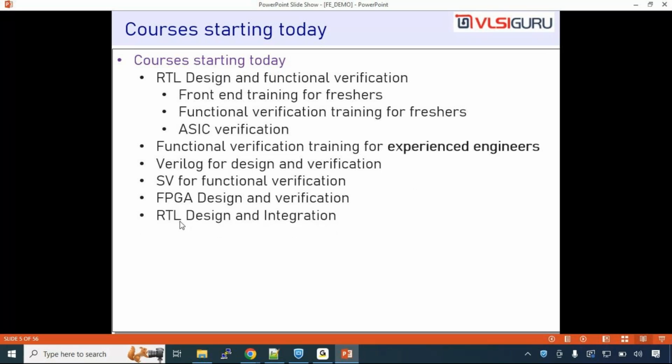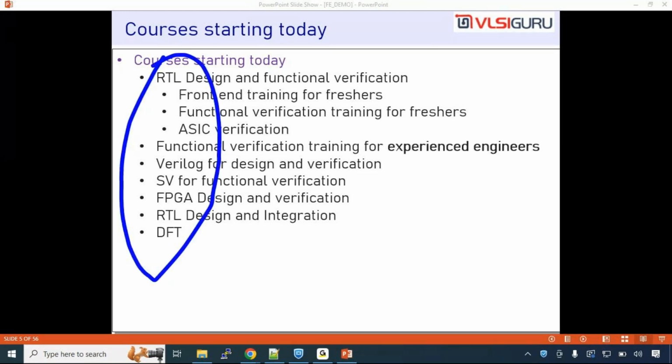Then we are also starting a course on RTL design and integration and DFT. So many courses are starting. Now you may ask why all of them on the same day. It is because they all fall into one category called the front-end domain. They require some common basics. Digital design is one of the common skill sets everyone requires. Verilog is one of the common skill sets everyone requires. GVIM too; there are some common skill sets which all these people require. Because of that, we start the courses at the same time so that we can utilize our resources in a proper manner.